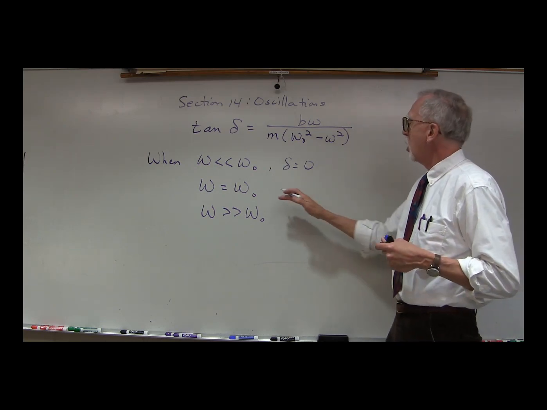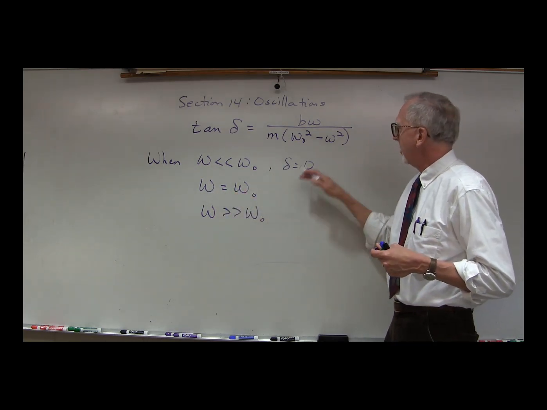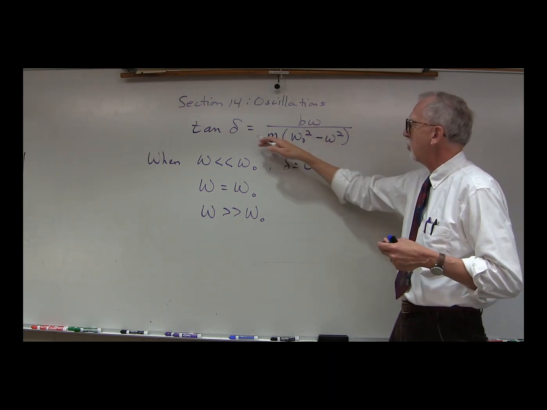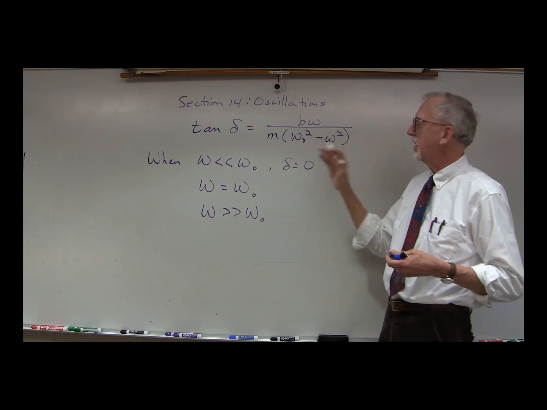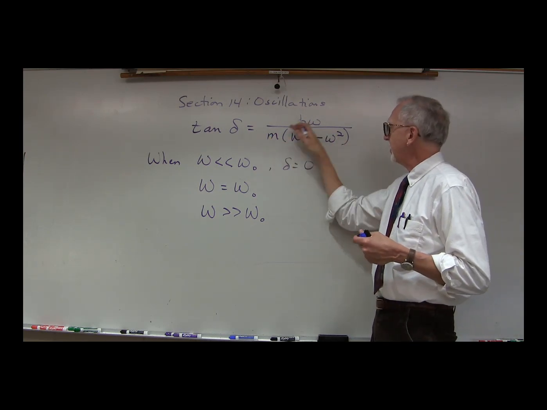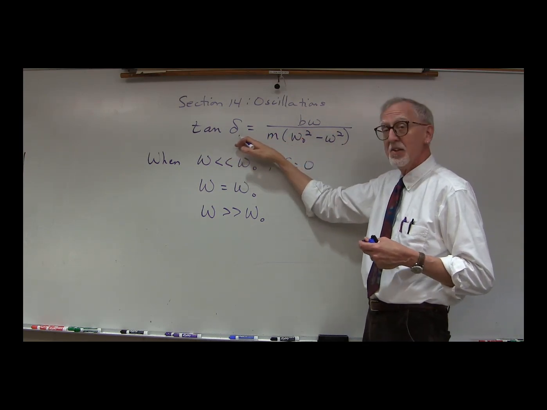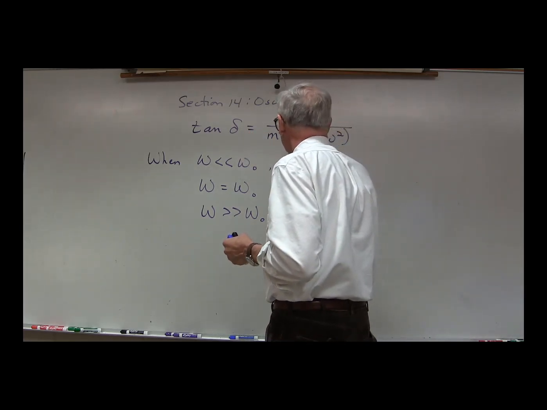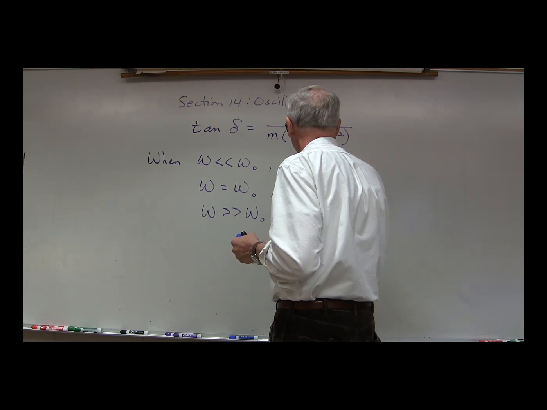When omega equals omega naught, this term goes to 0, and we end up with tan delta going to infinity. As this argument goes to infinity, what's tan of delta? What's delta? Well, it's pi over 2. So delta is pi over 2.